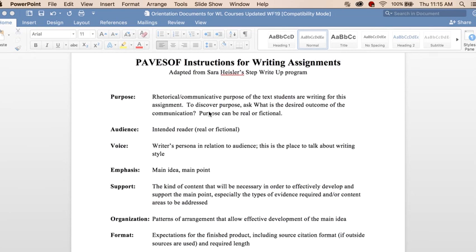Also, this is taken from our orientation documents, so you can also find this information shared there as well.